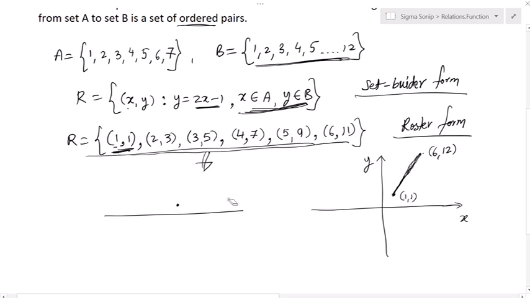Let me clean it up a little bit and show it properly. That's my x, that's my y. So the first value is 1, 1, 2, 3, 3, 5, 4, 7, 5, 9, and 6, 11. Now this is the correct representation of the relation that I have shown here.